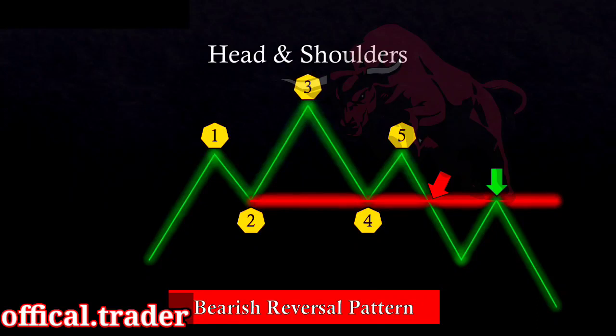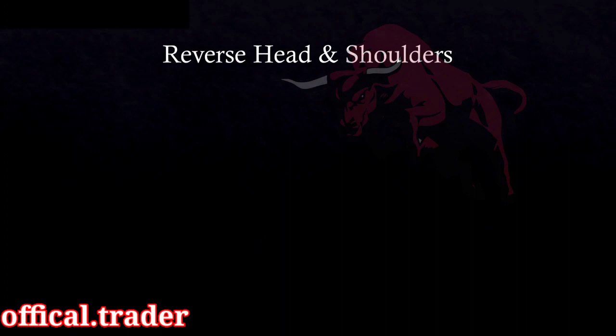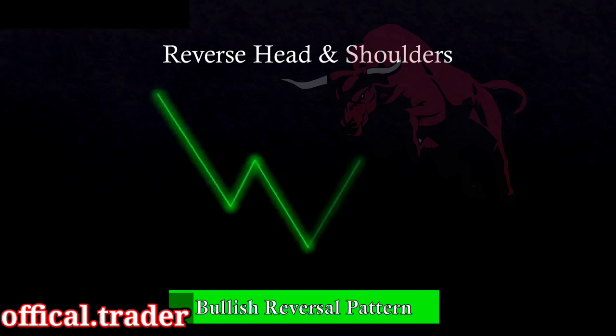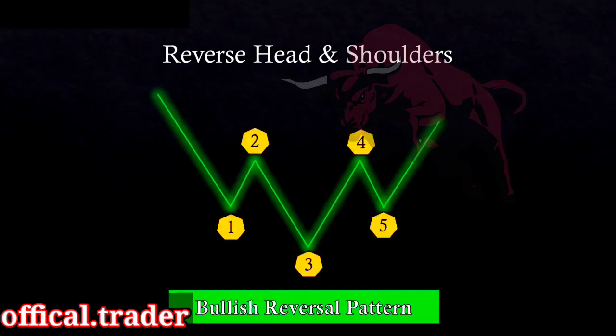Next in line we have the reverse head and shoulders pattern, which works in a similar way to the standard head and shoulders. But the reverse version is a bullish reversal pattern, while the standard version is a bearish reversal pattern. The reverse head and shoulders pattern has the same configuration as the standard, but the pattern is upside down. We have a lower low followed by a higher low.